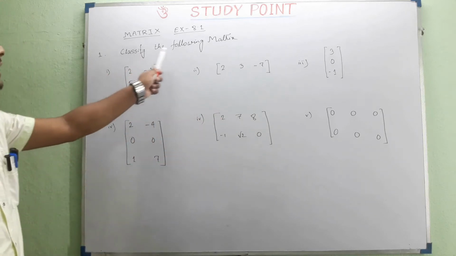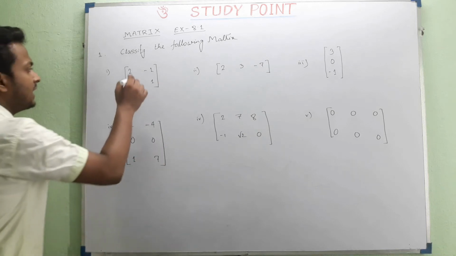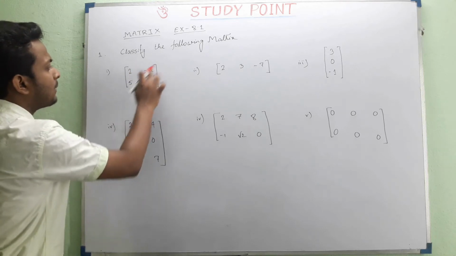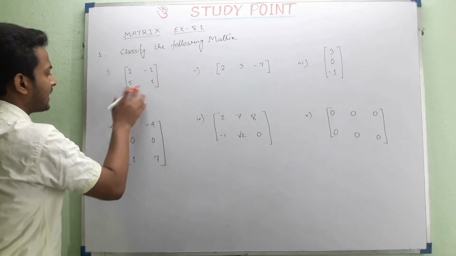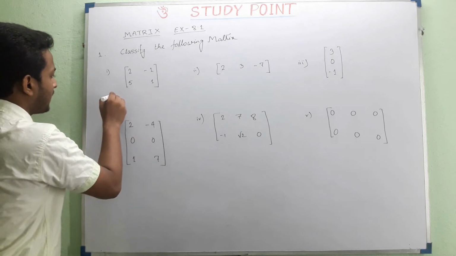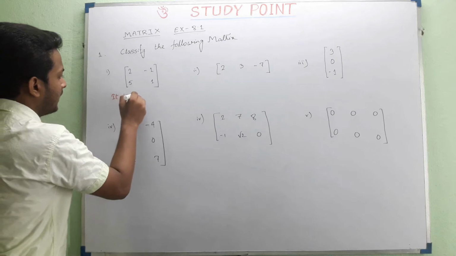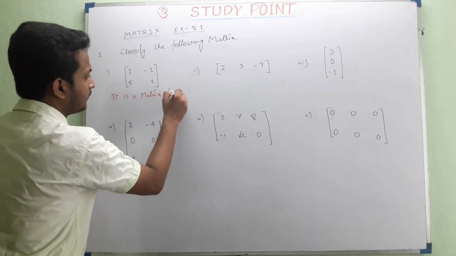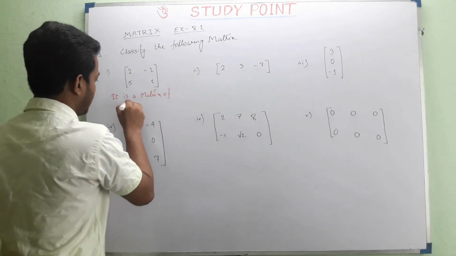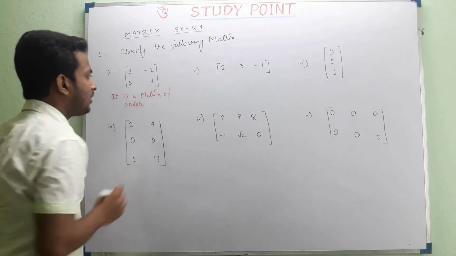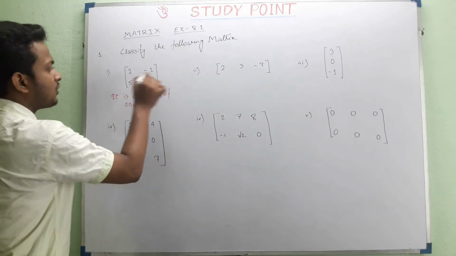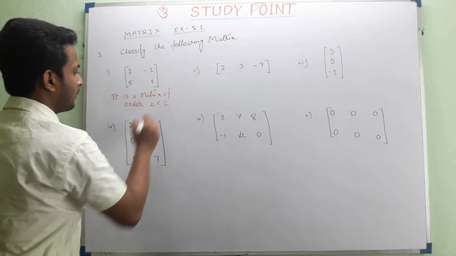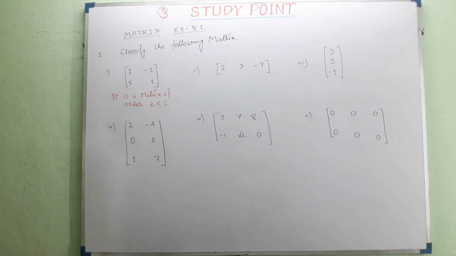Now classify the following matrices. You just see how many rows are over here. There are 2 rows. And how many columns? There are 2 columns. So the classification of this matrix will be: it is a matrix of order. Now how to write the order? As I said in the last class, first you have to see the number of rows, here it is 2, by the number of columns, here it is 2. So it is a matrix of order 2 by 2.